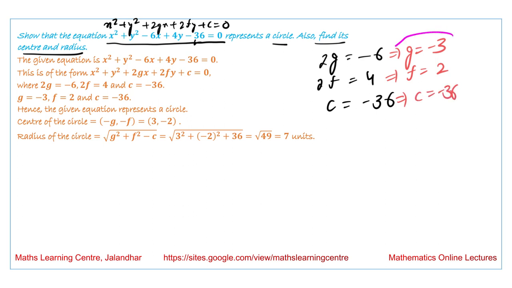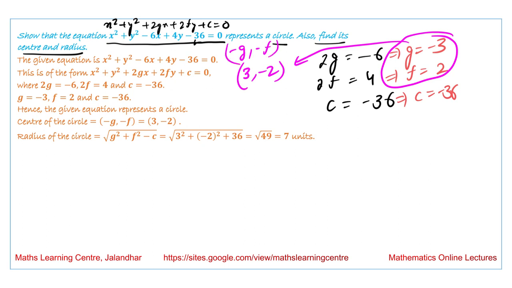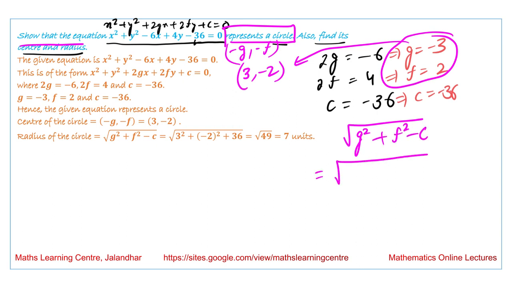So the center of the circle is 3 comma minus 2, that is minus g comma minus f, and we have to calculate the radius. We have to show that this equation represents a circle. So to show this, we calculate the value of square root of g square plus f square minus c. This value comes out to be 3 square plus minus 2 square minus of minus 36, and this comes out to be square root of 49, that is equal to 7.